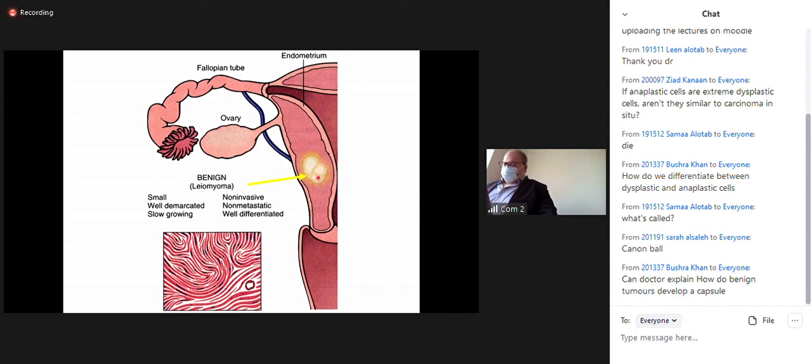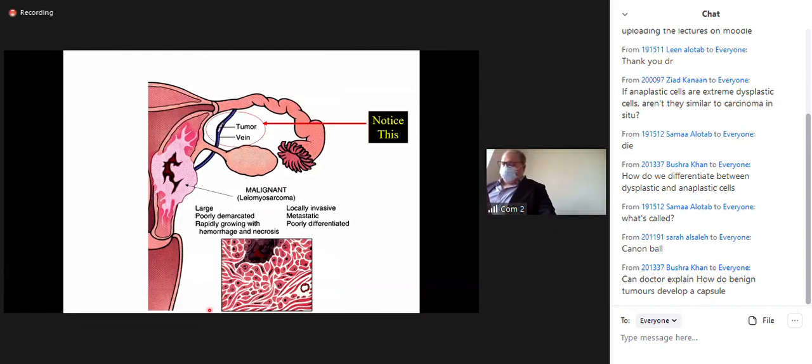If you take a section of this and you look under the microscope, you will see these cigar-shaped nuclei. Again, cigar-shaped, uniform-appearing nuclei. So by and large, this is a benign tumor. Compare that to this. This one is a much larger tumor. So size-wise, it's an indication of a malignant tumor. Two, it does have hemorrhage and also necrosis in it. So two features of malignancy.